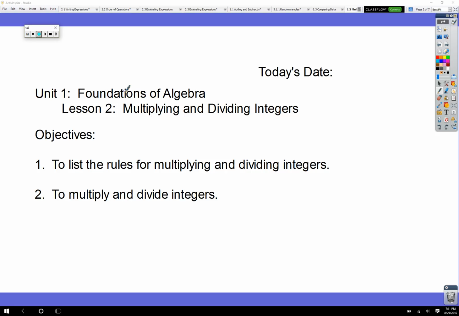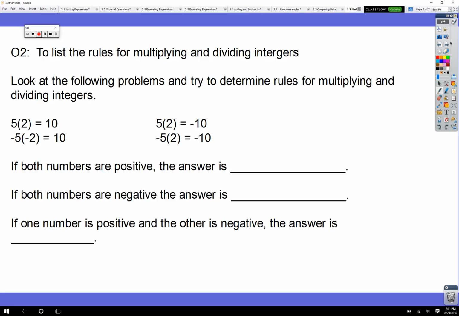Today's lesson is multiplying and dividing integers. It's part of our Foundations of Algebra series that gets us ready to be successful in algebra. So, objectives: we need to know the rules for multiplying and dividing integers, and then we need to be able to multiply and divide integers. This is a fairly straightforward lesson.